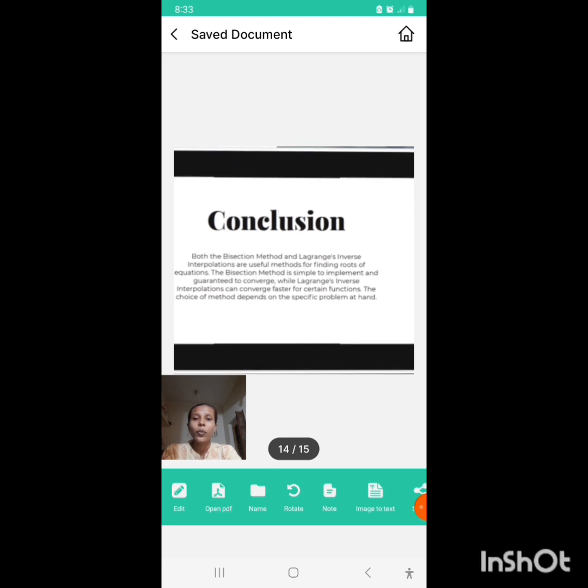Conclusion. Both the bisection method and Lagrange's inverse interpolation are useful methods for finding roots of equations. The bisection method is simple to implement and guaranteed to converge, while Lagrange's inverse interpolation can converge faster for certain functions. The choice of method depends on the specific problem at hand.